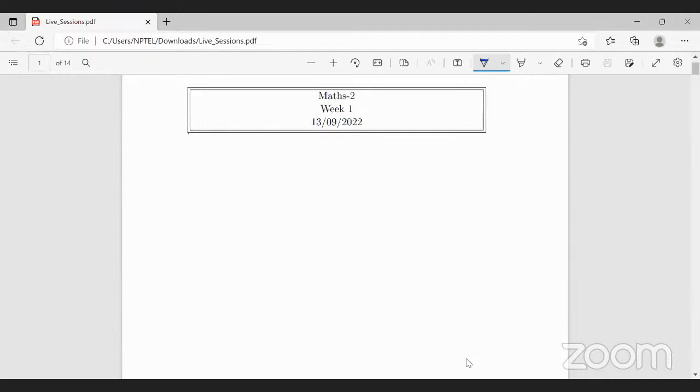Okay, great. So maybe I'll just do a quick recap of what is there in week 1. So what are vectors? Is my screen visible? Yes, ma'am. So what are vectors in R2, R3, and all that? You already studied, right?